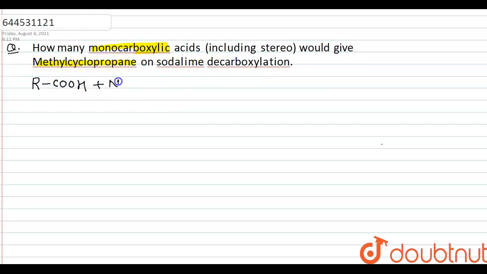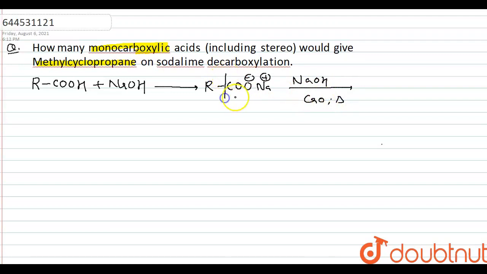carboxylic acid reacts with NaOH and changes to salt. It is an acid-base reaction, changing to salt. And the combination of NaOH and CaO is known as soda lime at high temperature. In this reaction, this portion is eliminated like this, and forms RH. Means carboxylic acid is eliminated from that carbon which is attached to H and forms RH.